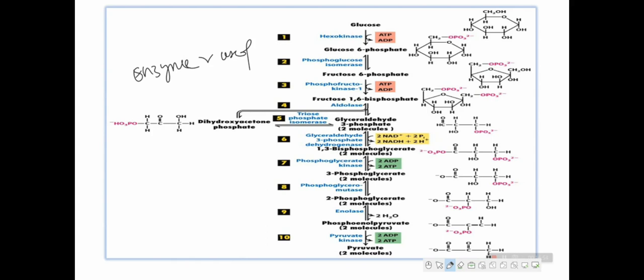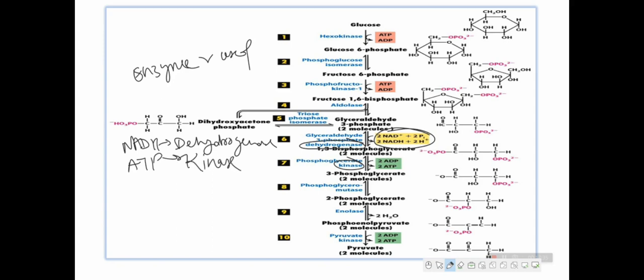Like hexokinase, phosphoglucoisomerase, phosphofructokinase, aldolase, glyceraldehyde 3-phosphate dehydrogenase. Remember this: if formation of NADH takes place, then dehydrogenase enzymes are used. For formation of NADH, dehydrogenase enzymes are used, and for the formation of ATP, kinase enzymes are used. Remember this thing. These are important.